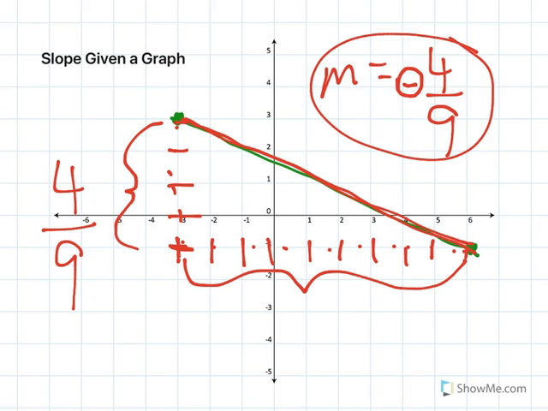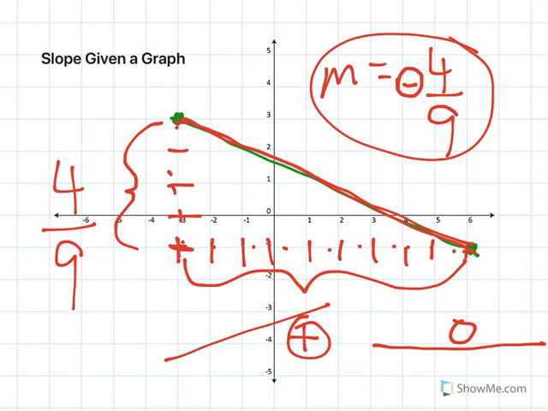Don't forget that. If it went up and to the right, it would be a positive slope. If it was just a horizontal line, it would be a zero slope. And if it were a vertical line, it would be an undefined slope. So that's how you calculate slope given a graph.